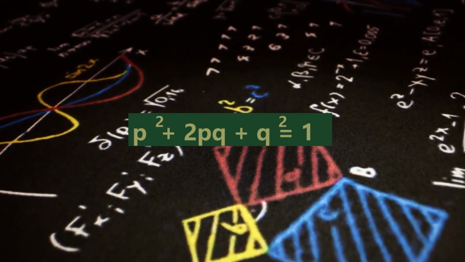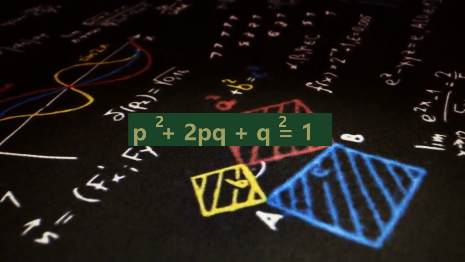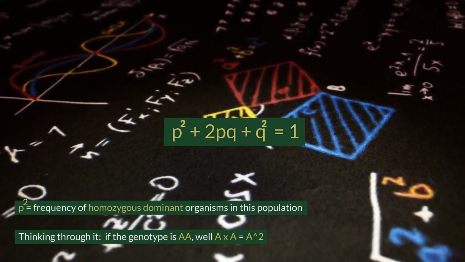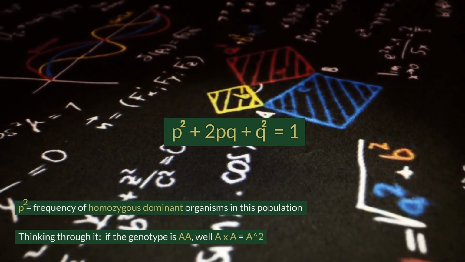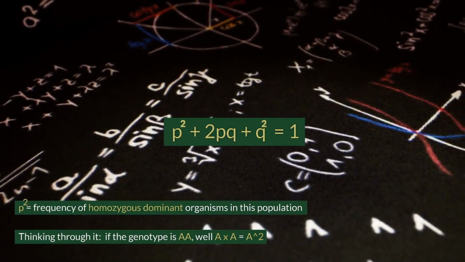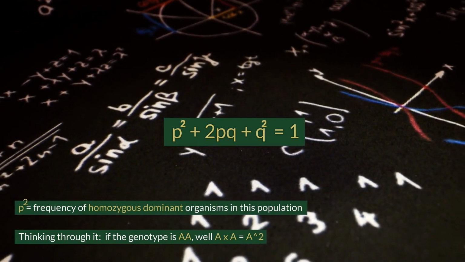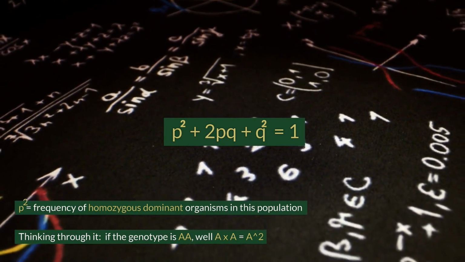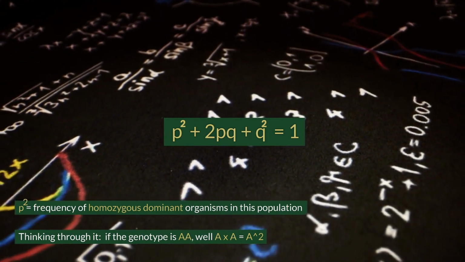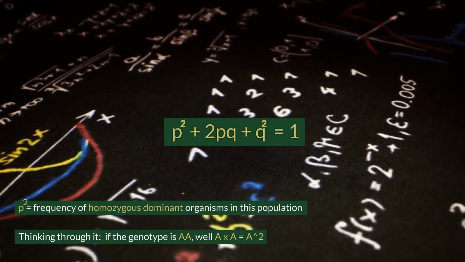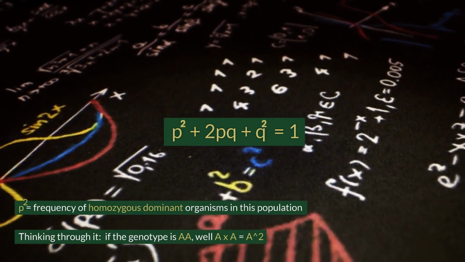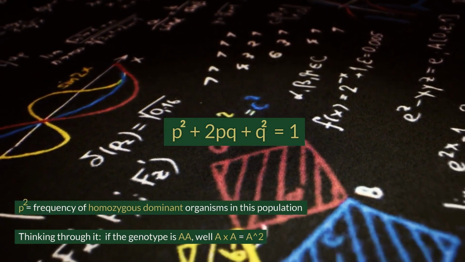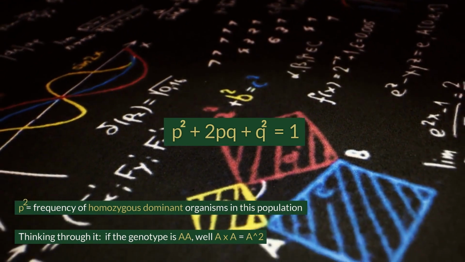Let's break down what this equation really means. When we look at p squared, that represents the frequency of homozygous dominant organisms in the population. Usually, we'll break down exceptions in just a second, but generally speaking, p squared refers to the frequency of homozygous dominant organisms in a population. So thinking through it, if the genotype is big A, well, big A times big A is the same as A squared. So that's how we get p squared for representing our homozygous dominant organisms.